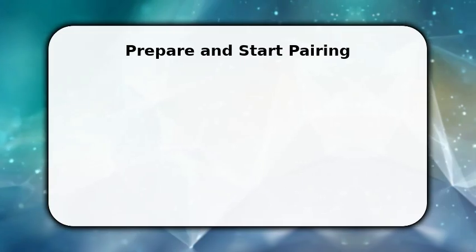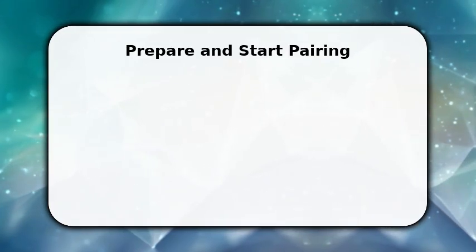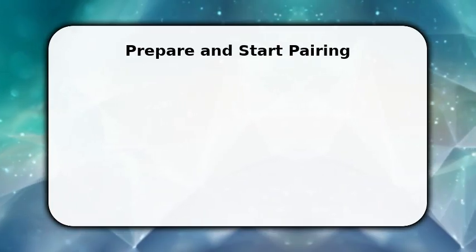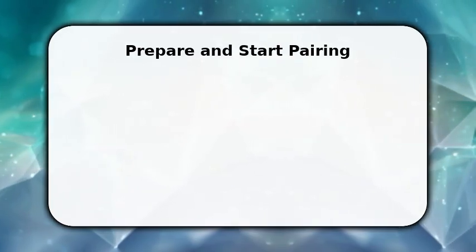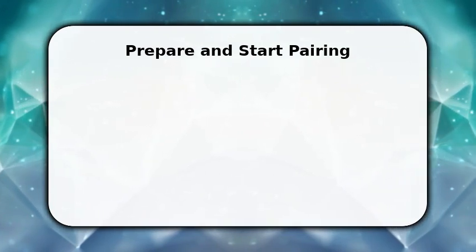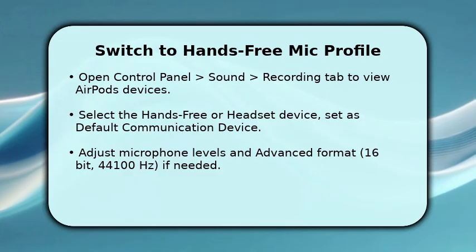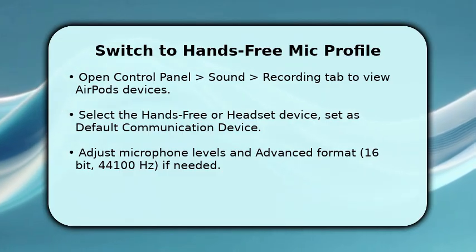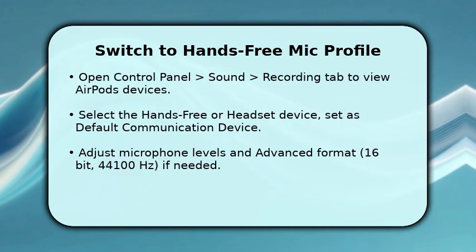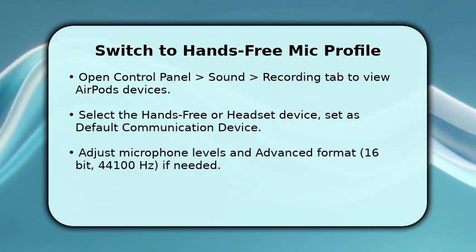Once paired, the PC will default to a stereo profile. You need to switch to the hands-free profile for the mic to work, which we'll do next. Once paired, open Control Panel, then Sound, and go to the Recording tab so you can see both stereo and hands-free entries. You must pick the entry labeled hands-free or headset and set it as the default communication device. This routes incoming audio differently and activates the mic.